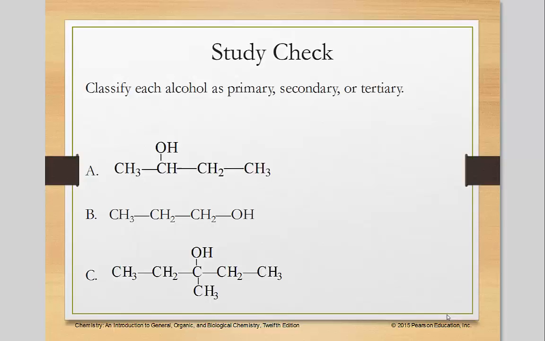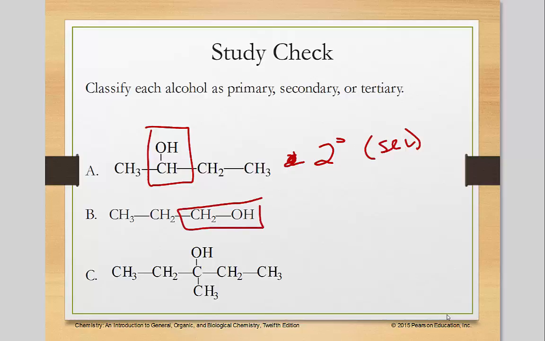So let's first make sure we know how to do this. The OH group and the carbon it's attached to: there's two other carbons coming off of it, so it's considered secondary. The OH group and the carbon coming off of it: there's only one carbon coming off of that one, so it's primary. And once again, the OH and the carbon it's attached to: there's three carbons coming off of it, which makes it tertiary.